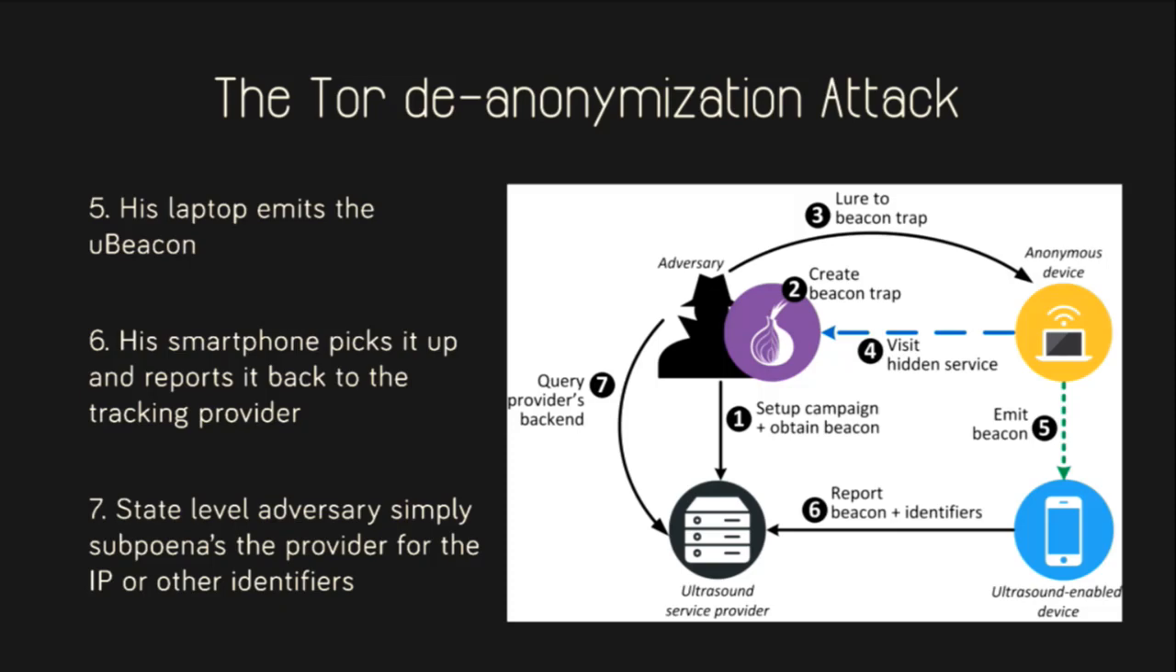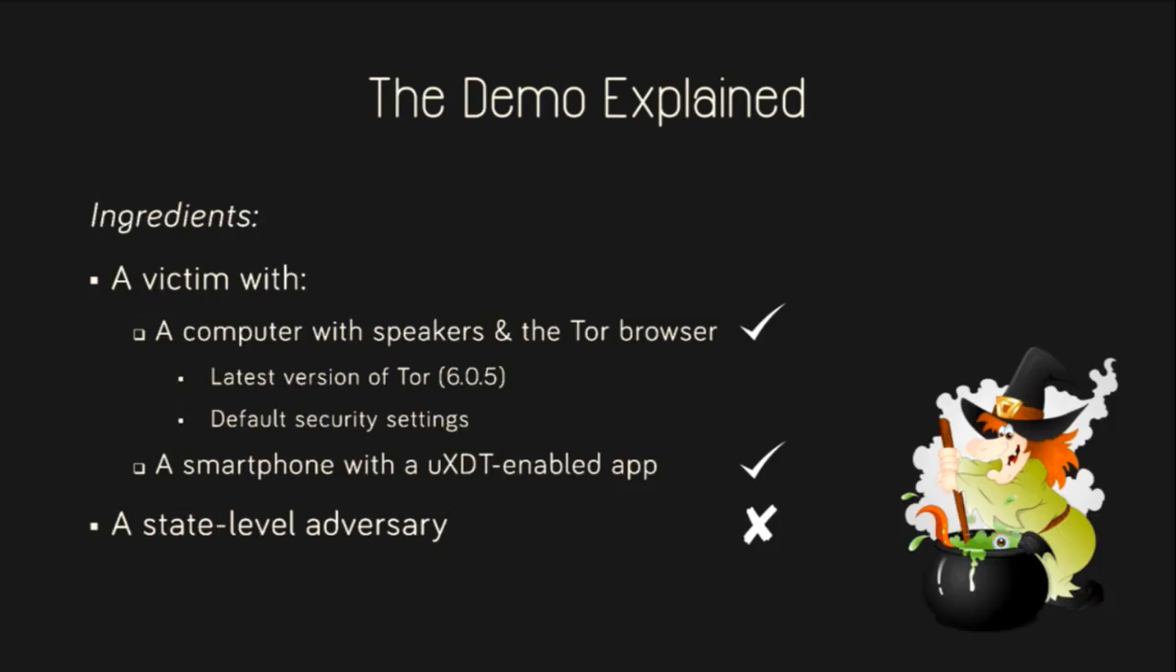Following that, his smartphone is going to pick up the ultrasound beacon and report it back to the tracking provider, which is step six. And of course, given that we have a state-level adversary, he can go to the service provider and say, can you please let me know the IP address and the other identifiers that you have collected for this guy. The whistleblower gets fully de-anonymized that way.